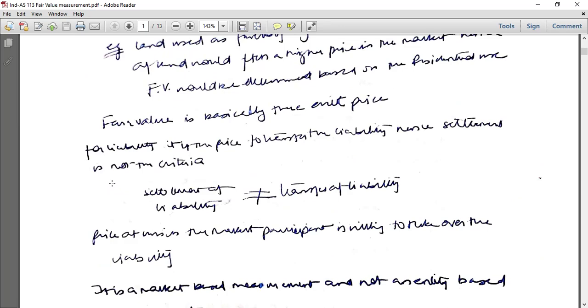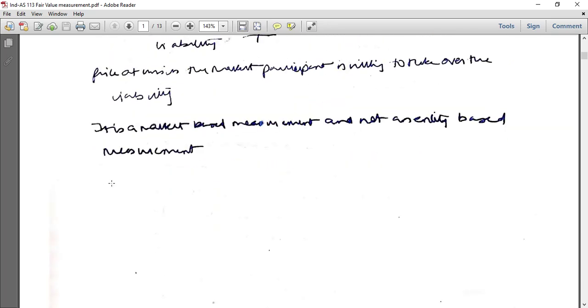Fair value is basically the exit price for a liability. It is the price to transfer the liability, hence settlement is not the criteria. Settlement of liability is not equal to transfer of liability. It is the price at which market participants are willing to take over the liability. It is a market-based measurement and not an entity-based measurement.